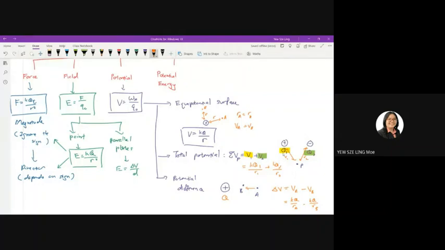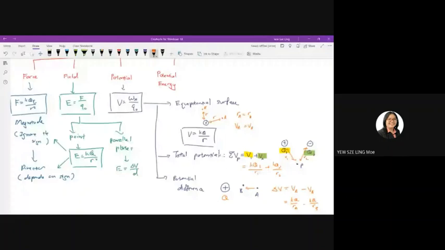So don't get confused between these two things. Students always get confused between total potential and potential difference because they don't know what the difference is between these two given situations. For total potential, you look at how many charges you have in the system, and then you add up the potential coming from every single charge. If you're looking at potential difference, then you are looking at the difference between two given positions.